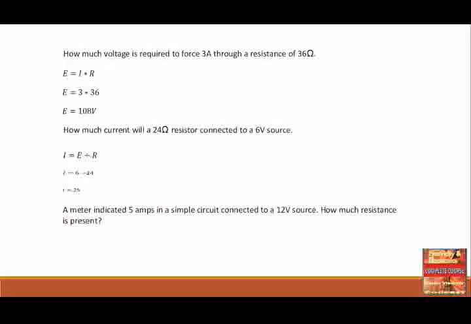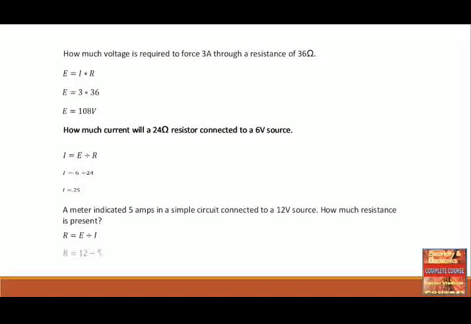A meter indicated 5 amps in a simple circuit connected to a 12-volt source. How much resistance is present? Again, using Ohm's law for resistance, R equals E divided by I, we get resistance equals 12 volts divided by 5 amps. In this case, we get a resistance of 2.4 ohms.